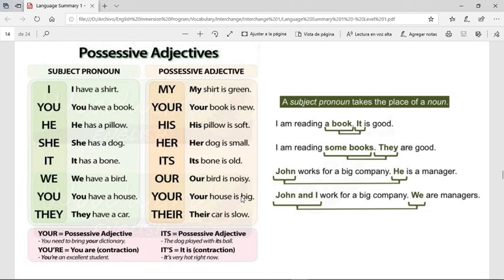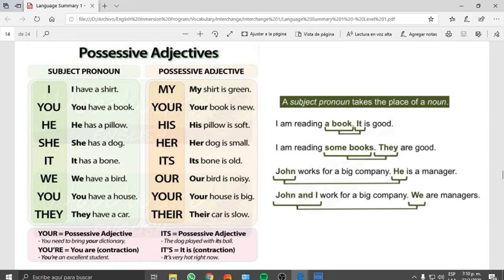I hope you notice the difference. With the subject pronoun, I'm talking about me. I have a shirt. With the possessive adjective, we're talking about the object of this person. I have a shirt. My shirt, the shirt that I have, my shirt is green. I hope that you understand this part. If not, you can go back. Okay? Very good. Now, let's continue.